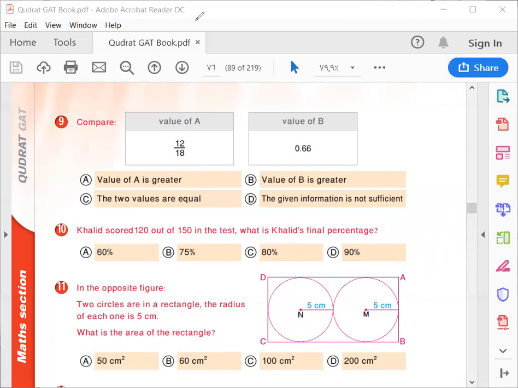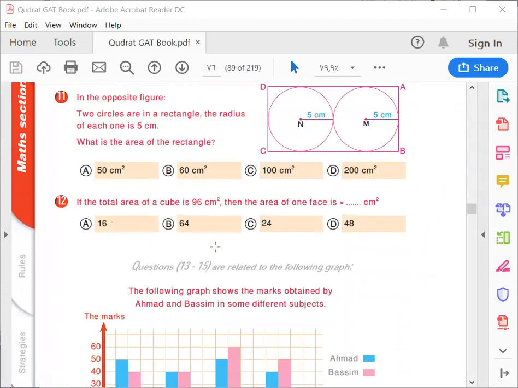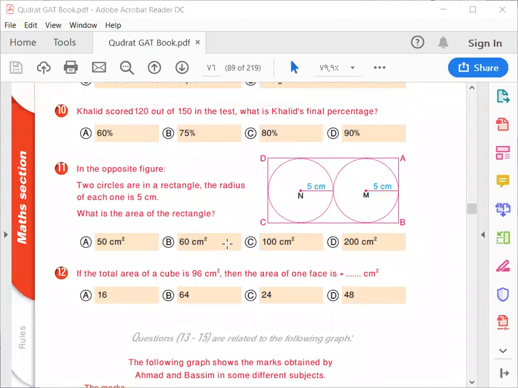We will go now to 11 and 12. So we solve question 11. In the opposite figure, 2 circles are in a rectangle. The radius of each one is 5 centimeters. What is the area of the rectangle? Oh, I think it is easy for you, because only when you find the length and the width, then you can find the area of the rectangle.